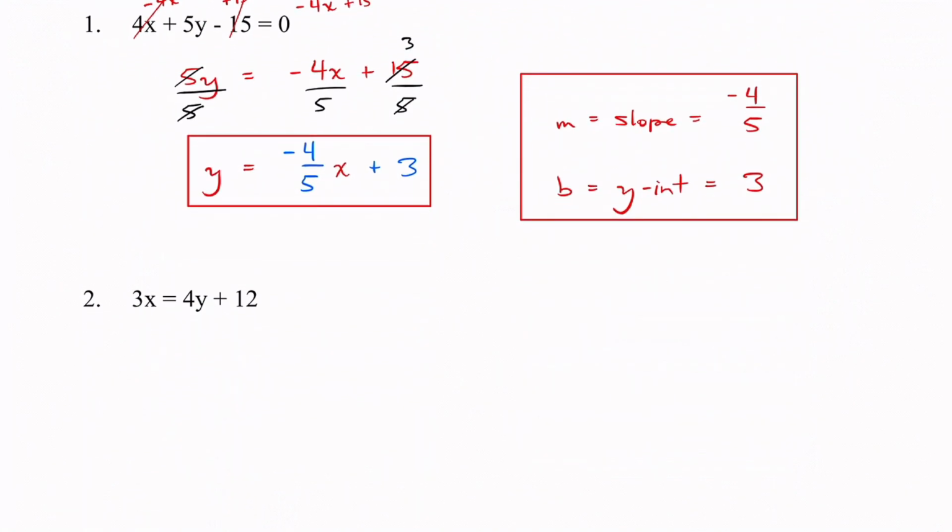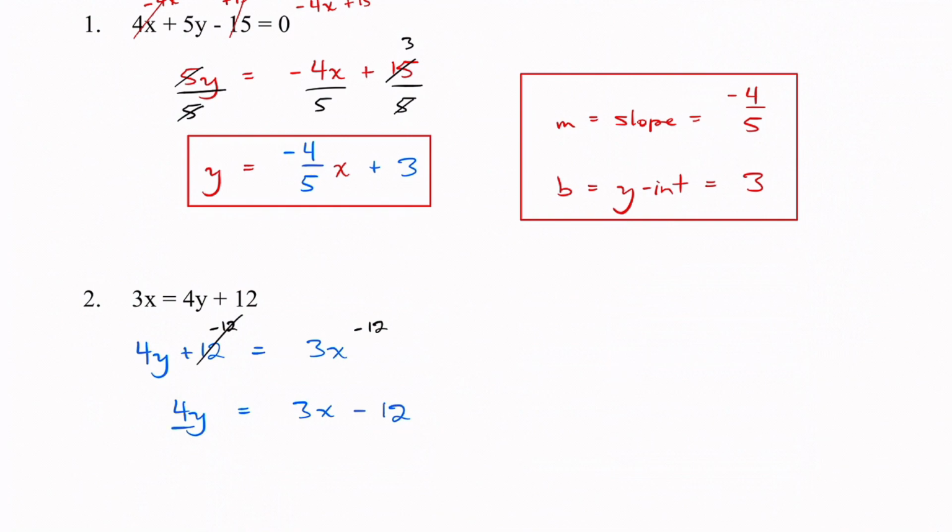Here we've got 3x equals 4y plus 12. Again, we just want to get this y by itself on one side. What I'm going to do first is totally flip it, so that whatever's on the left is now on the right, and whatever's on the right is on the left. So I'm going to have 4y plus 12 on the left and 3x on the right. I want to get this y isolated, so I'm going to have to subtract 12 first, on both sides. It'll cancel on this side, and then I just have the 4y over here and 3x minus 12 on the right.